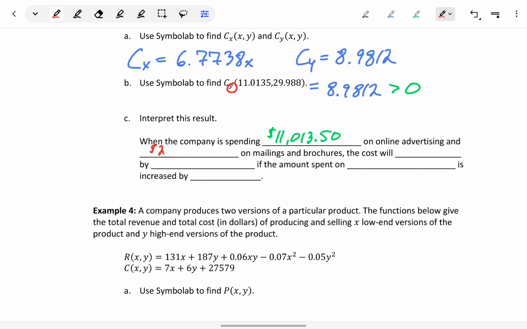and $29,988 on mailings and brochures, then the cost will increase by $8,981.20 if the amount spent on, since we're differentiating with respect to y, if the amount spent on mailings and brochures is increased by 1 unit, which in this case is $1,000, since those y values are in thousands of dollars.